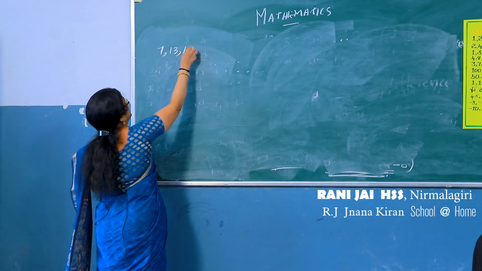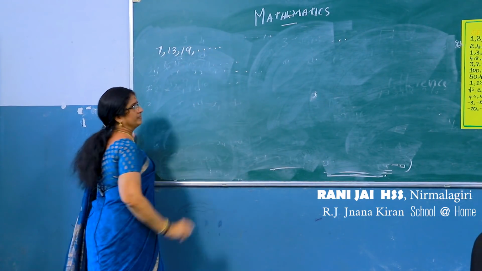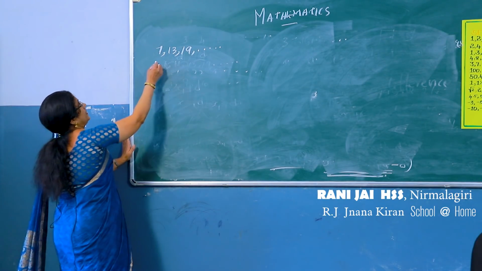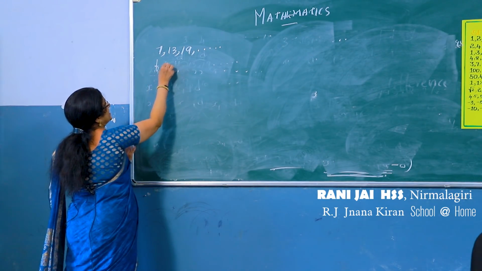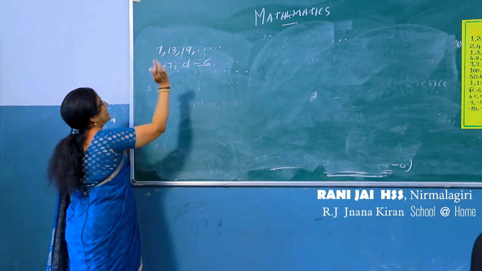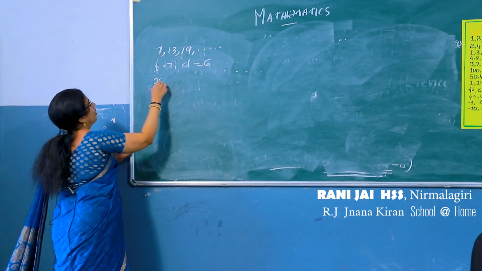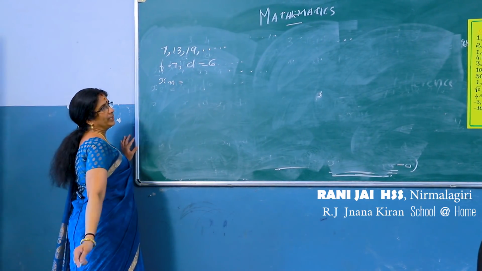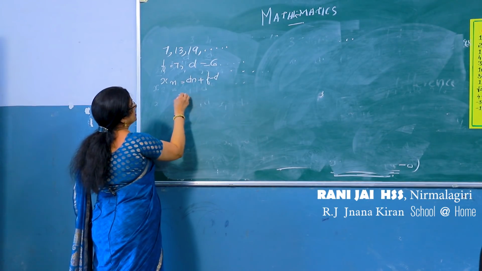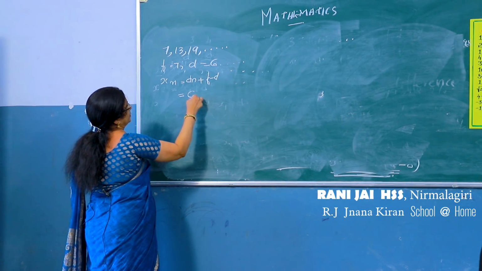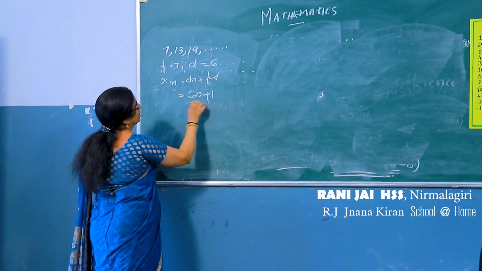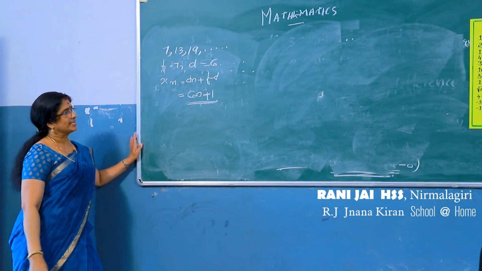7, 13, 19, etc. For this also, we have to find out the algebraic form. First of all, f is equal to 7, d is equal to 6, 13 minus 7 or 19 minus 13, 6. Now let us write the formula. xn is equal to dn plus f minus d. This is equal to d, 6. So, 6n plus f minus d, 7 minus 6, 1. So, this is the algebraic form. xn is equal to 6n plus 1.